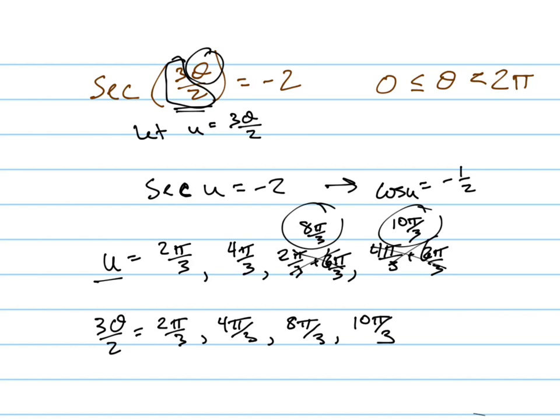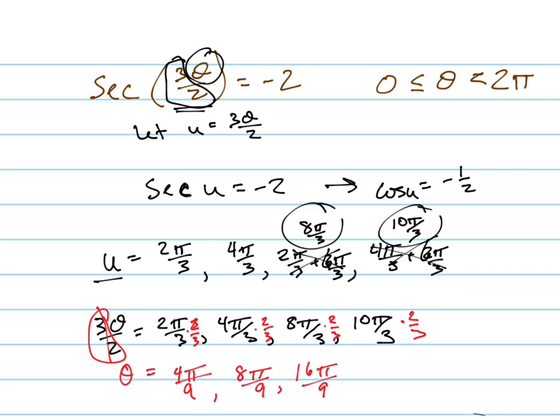So how do I solve for theta now? How do I get rid of 3 halves? You multiply everything by 2, then divide it by 3. Multiply by 2/3, multiply by 2/3, multiply by 2/3, multiply by 2/3. So theta equals 4 pi over 9, 8 pi over 9, 16 pi over 9, or 20 pi over 9.